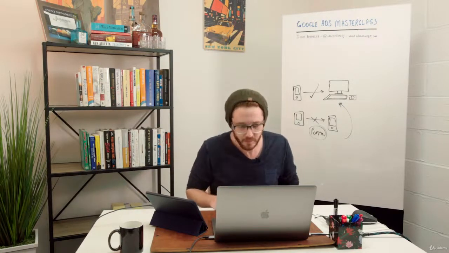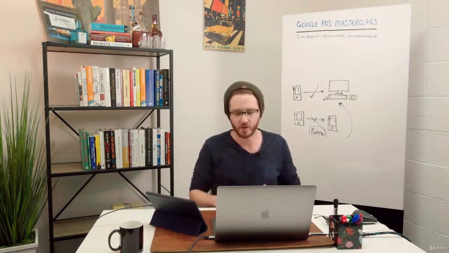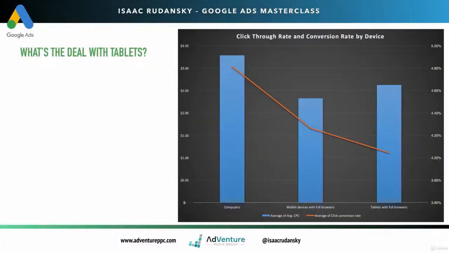Let me address tablets real quickly. So what's the deal with tablets? Now this chart you're looking at on the right-hand side is actual real data that was pulled from millions, and I mean millions, I mean literally millions of clicks from the accounts that Adventure Media manages. And we're managing millions of dollars of ad spend. So on the right-hand side is conversion rate. On the left-hand side is your average cost per click. Okay, this was obviously taken from accounts. We took out accounts that didn't have conversion tracking set up properly, etc.